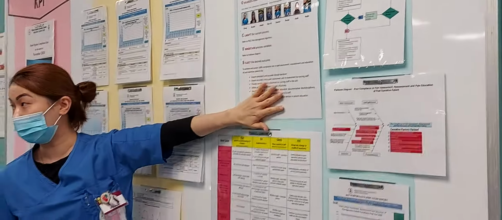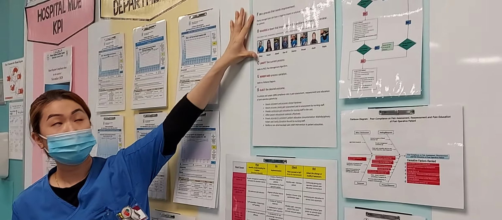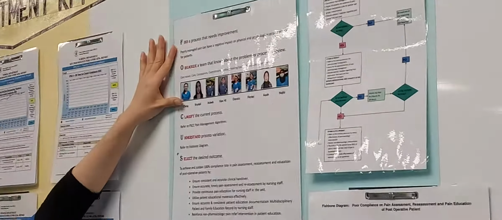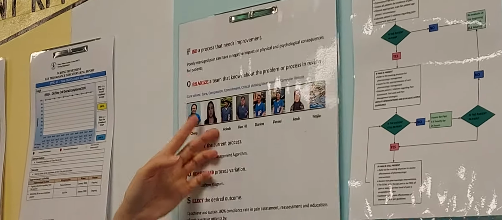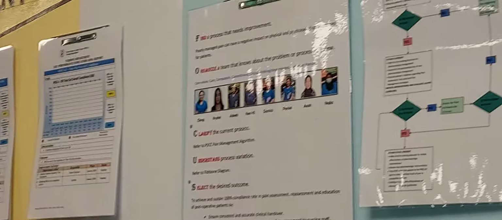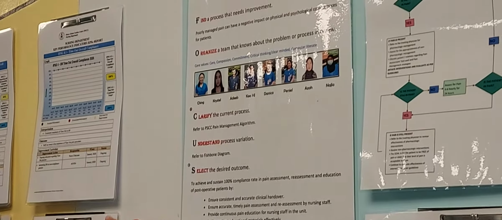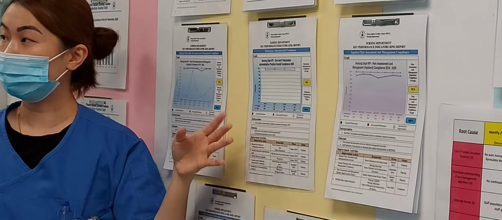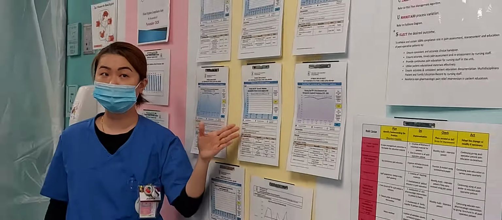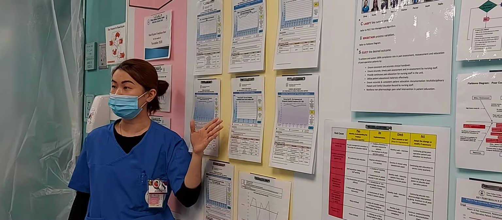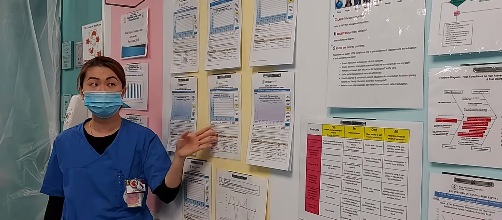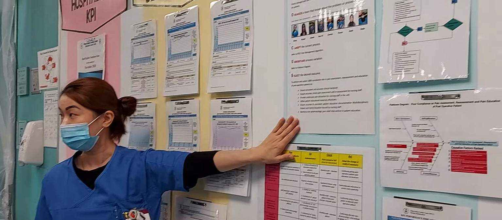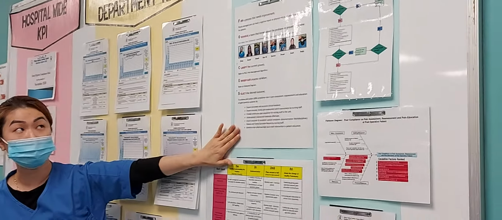When they ask you to explain, you can explain that the methodology used is the FOCUS PDCA. When they ask what is FOCUS, F is find a process that needs improvement. How do we come up with this topic? Based on our nursing KPIs. When they do audits, we found out that we have poor compliance on documentation and poor compliance on patient satisfaction, therefore we come up with this topic. Okay, so we find a process that needs improvement.